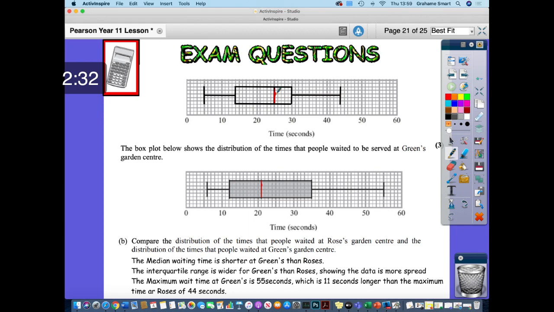The interquartile range is wider for Greens than Roses. So you can see here that the gap between the lower quartile and the upper quartile is much bigger than it is here. So that's another valuable bit of information. So the interquartile range is wider for Greens, showing the data is more spread. And then I've just put a third one in: the maximum wait time at Greens is 55 seconds, and that's 11 seconds longer than the maximum wait time at Roses.